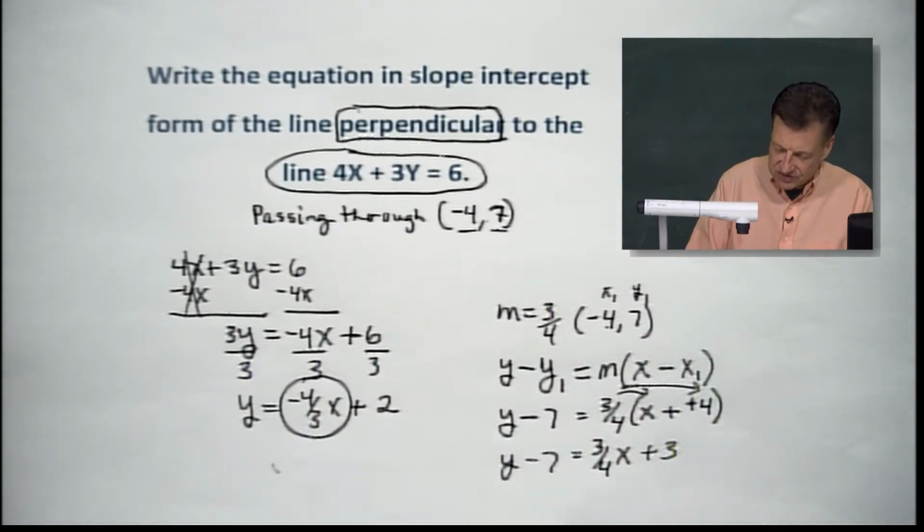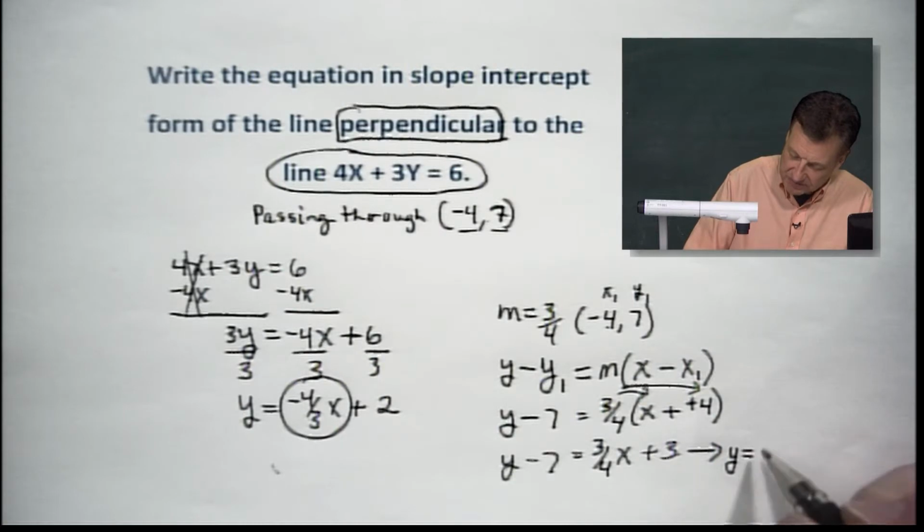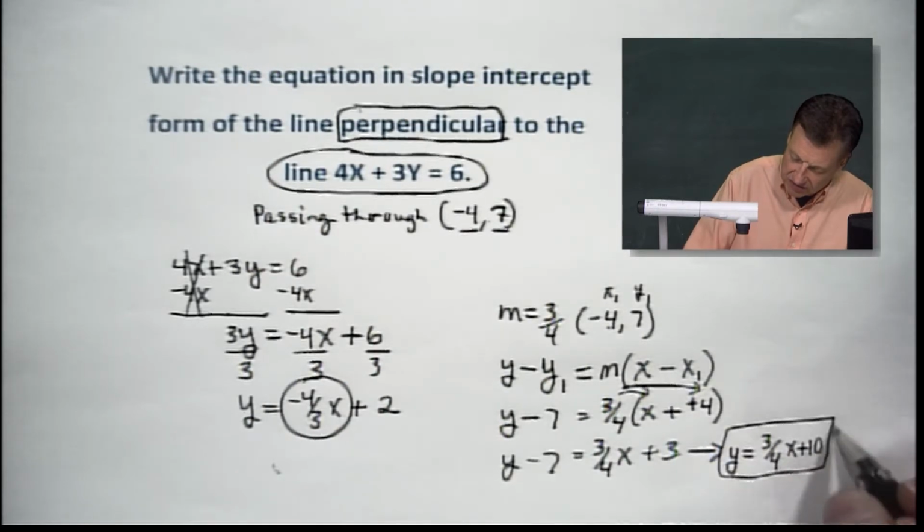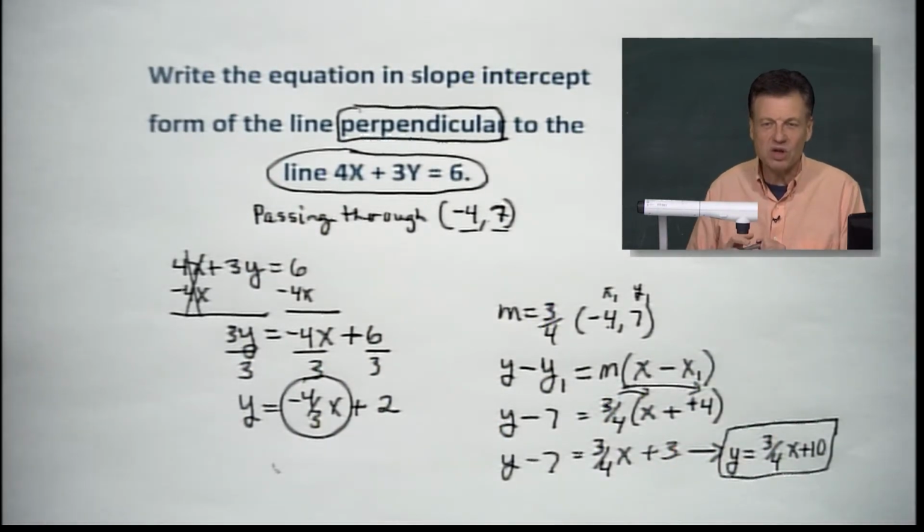Now all that's left to do is let's move that 7 over here. We're going to add 7 to both sides, or add it to that 3 out there. And that's going to leave us with y equals, I'm about out of room, folks, sorry about that, 3/4 x plus 10. And there, that seems to be what we're looking for.